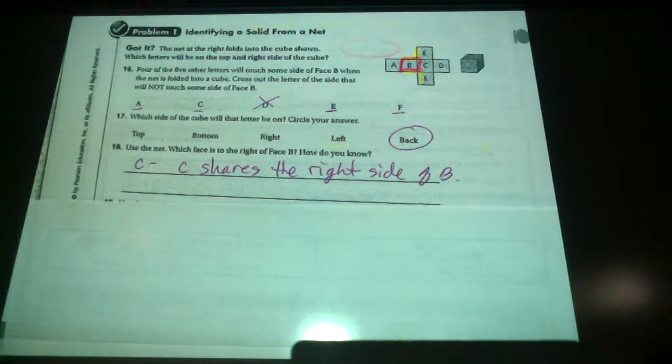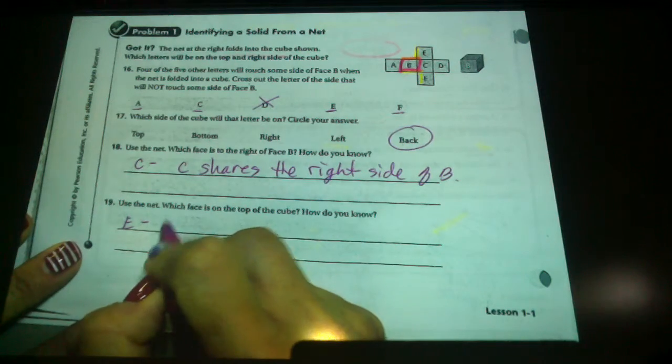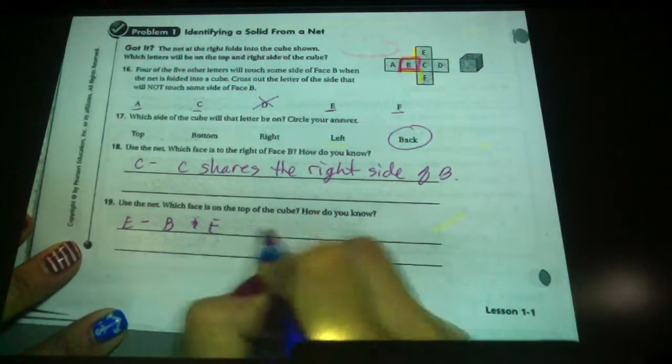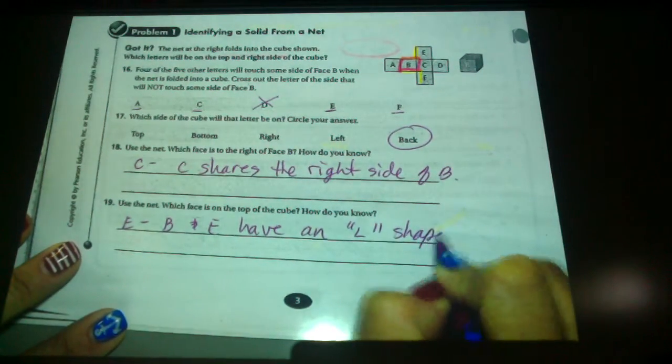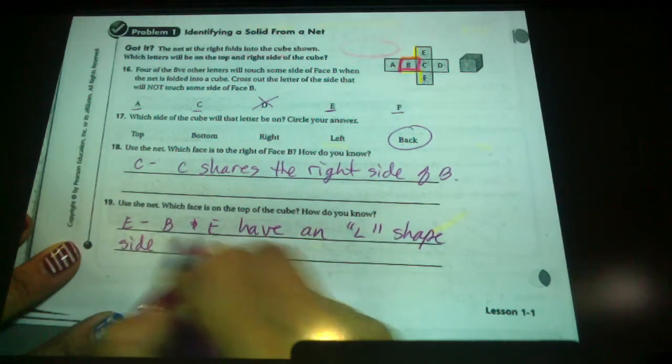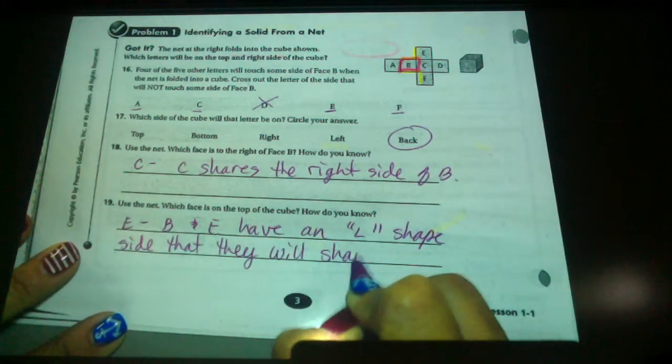What about 19? Which face is on the top of the cube? E, right? It's got that L-shaped thing. So how are you going to say how you know? They do share a side, but it's hard to see off of the net. So I would say that B and E have an L-shaped side that they will share when the net is folded.